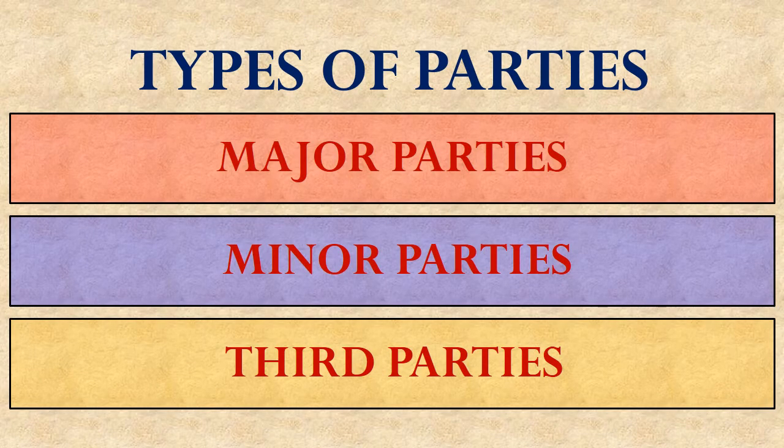Now, there are three types of parties that try to do this. They're what we categorize as major parties, minor parties, and third parties. We're going to address each of these types separately, and I've color-coded the slides so that you can keep track of which we're talking about. First, we'll begin with some reddish-pink colored slides talking about major parties.